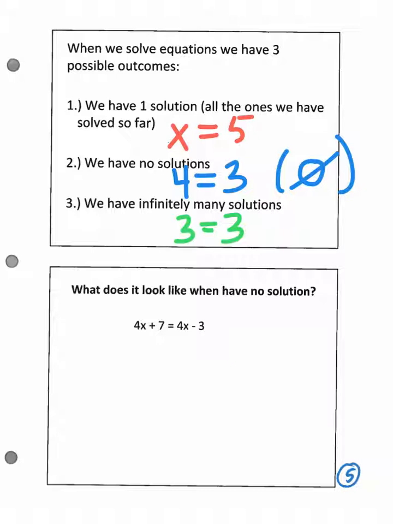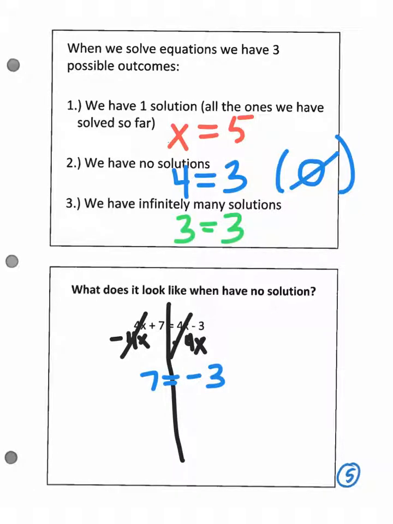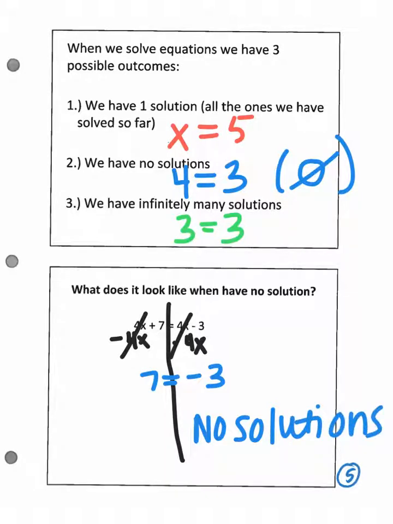So let's see how we can get that. If I draw my line here, I don't have any distribution. I don't have any like terms to combine. So all I need to do is subtract my 4x from both sides. The coefficients cancel on both sides, leaving me with 7 equals negative 3. Which of these cases does that look like? Does it look like x equals 5, 4 equals 3, or 3 equals 3? It looks like the no solution situation. So this equation has no solutions. There's no number that's going to work. So we would write no solutions or a circle with a line through it.